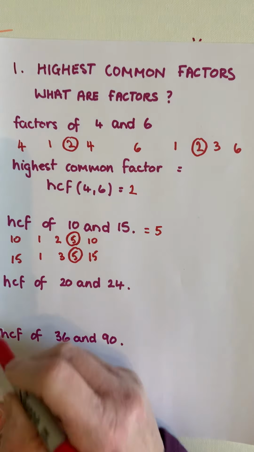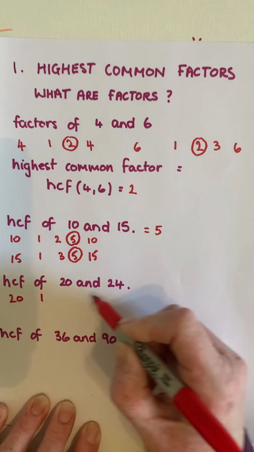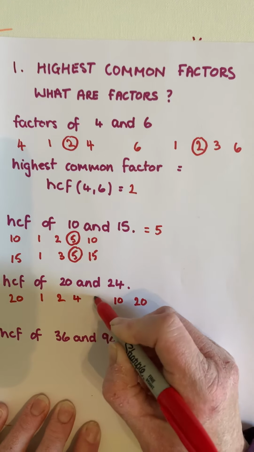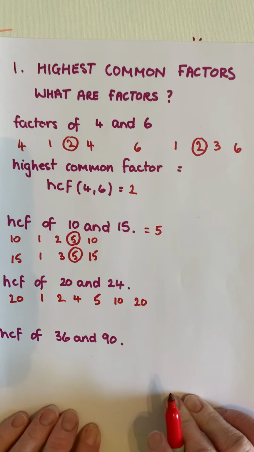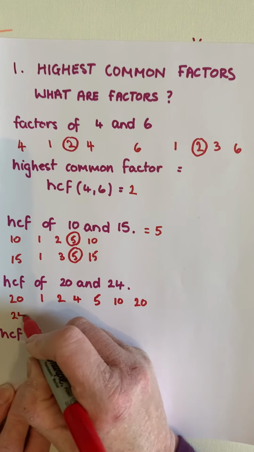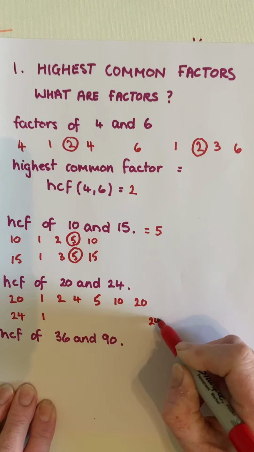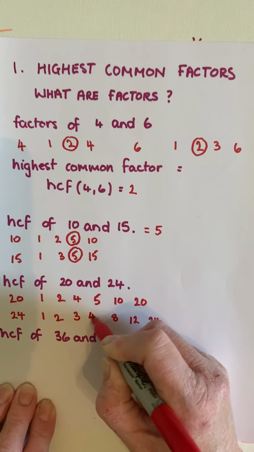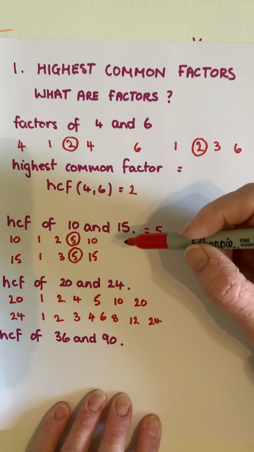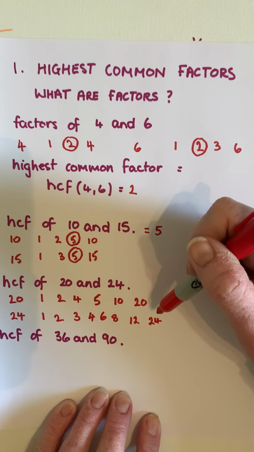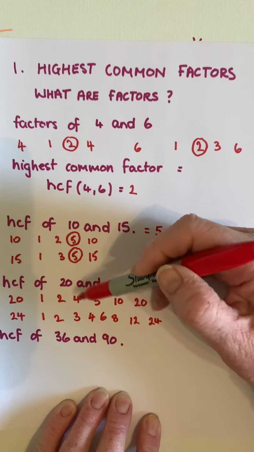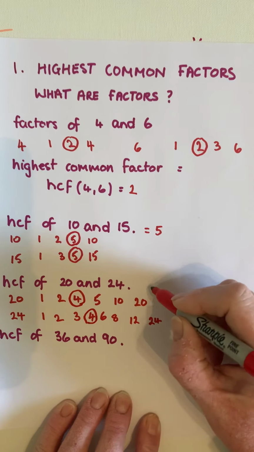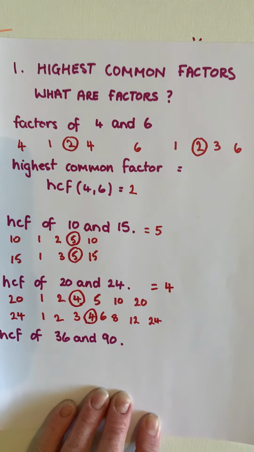Next one, 20 and 24. So the factors of 20 are 1 and 20, 2, 10, 4 and 5. So that is a list of the factors of 20. Factors of 24, we've got 1, 24, 2 and 12, 3 and 8, 4 and 6. So which is the one that appears on both lists with the highest value? That's 4. So the highest common factor of 20 and 24 is 4.